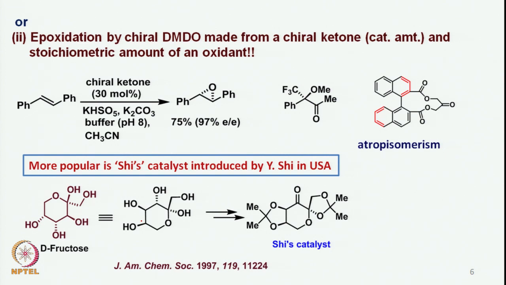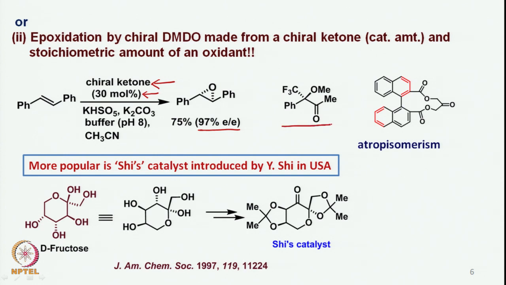Now this is one way of doing the epoxidation in a chiral fashion. The other way of doing chiral epoxidation is to start with a chiral ketone. As I discussed earlier, the chiral ketone can be utilized in a small amount, for example in this case conversion of this stilbene to the corresponding stilbene oxide in 97% enantiomeric excess under these conditions, where the chiral ketone is used, which is only 30 mol%. Various kinds of chiral ketones have been utilized.